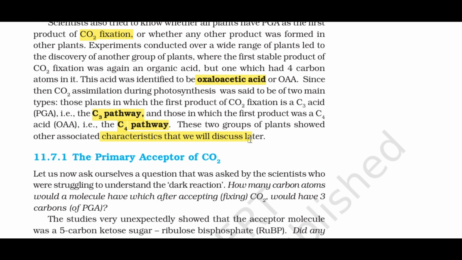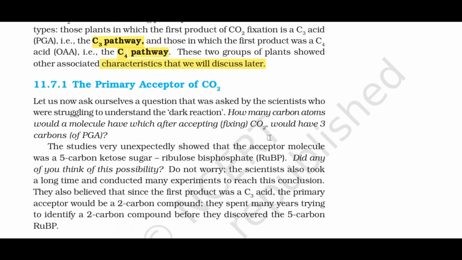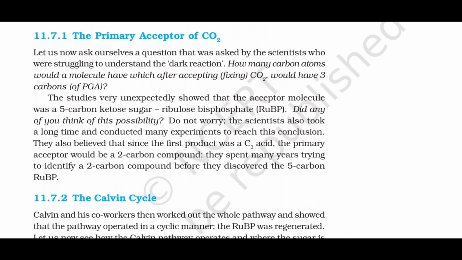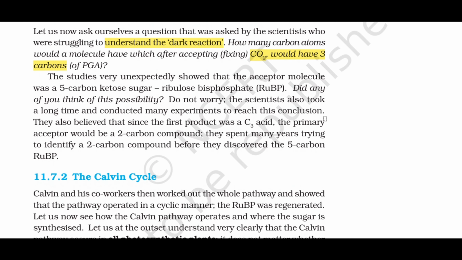The primary acceptor of CO2. Let us now ask ourselves a question that was asked by the scientists who were struggling to understand the dark reaction. How many carbon atoms would a molecule have which, after accepting, fixing, CO2, would have the 3 carbons of PGA? The studies very unexpectedly showed that the acceptor molecule was a 5-carbon ketose sugar, ribulose bisphosphate, RuBP.